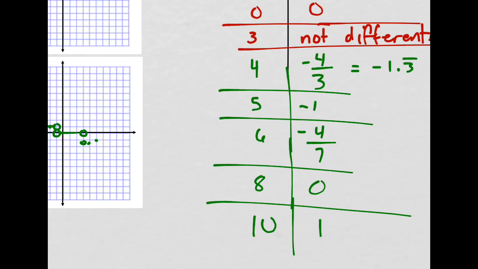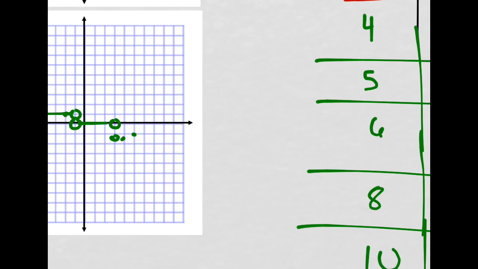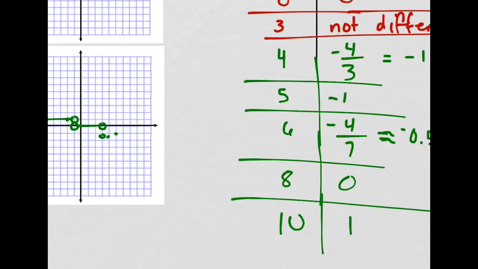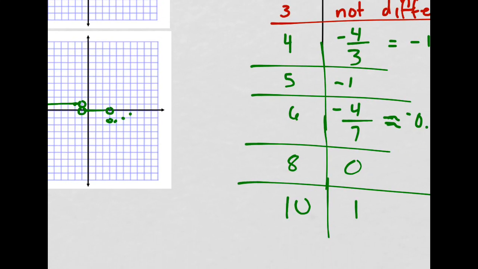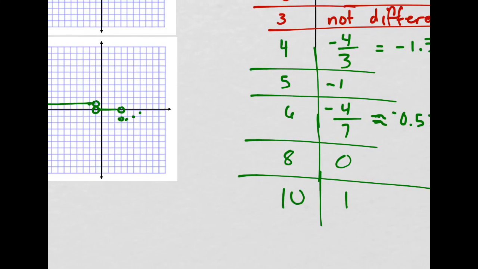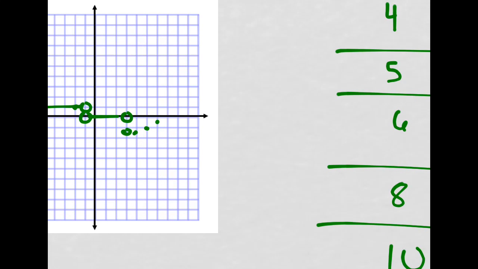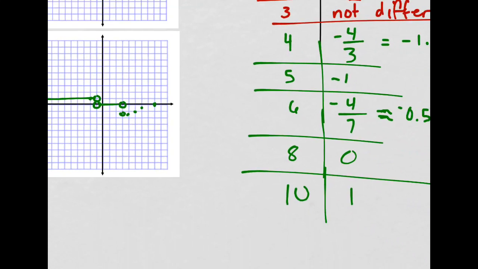At 6, we have, what is this? Almost negative 1/2. So what is this? 1, 2, 3, 4, 5, 6. Is that 6? Yes. Almost 1/2. I'm just going to do as best I can. At 8, we have a slope of 0. So that was at 3, 4, 5, 6, 7, 8. We have a slope of 0. At 10, we have a slope of 1.